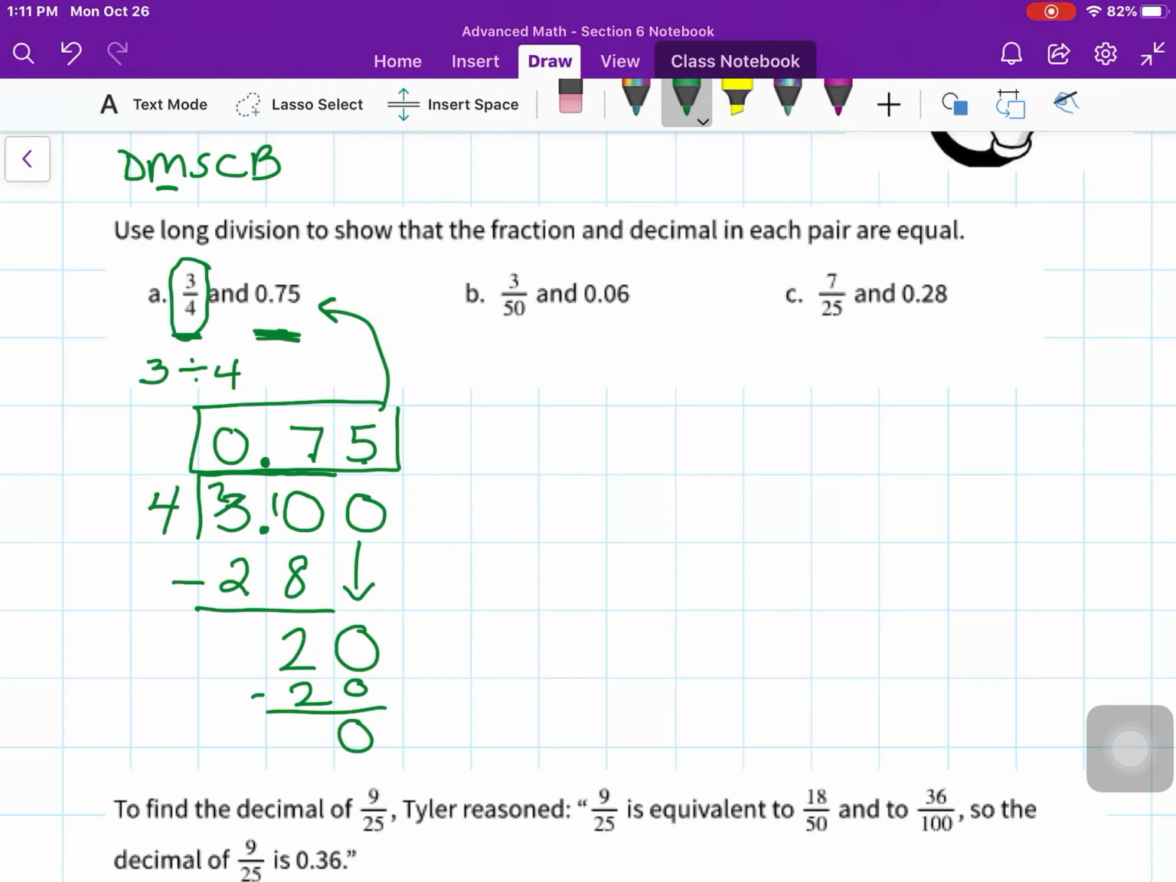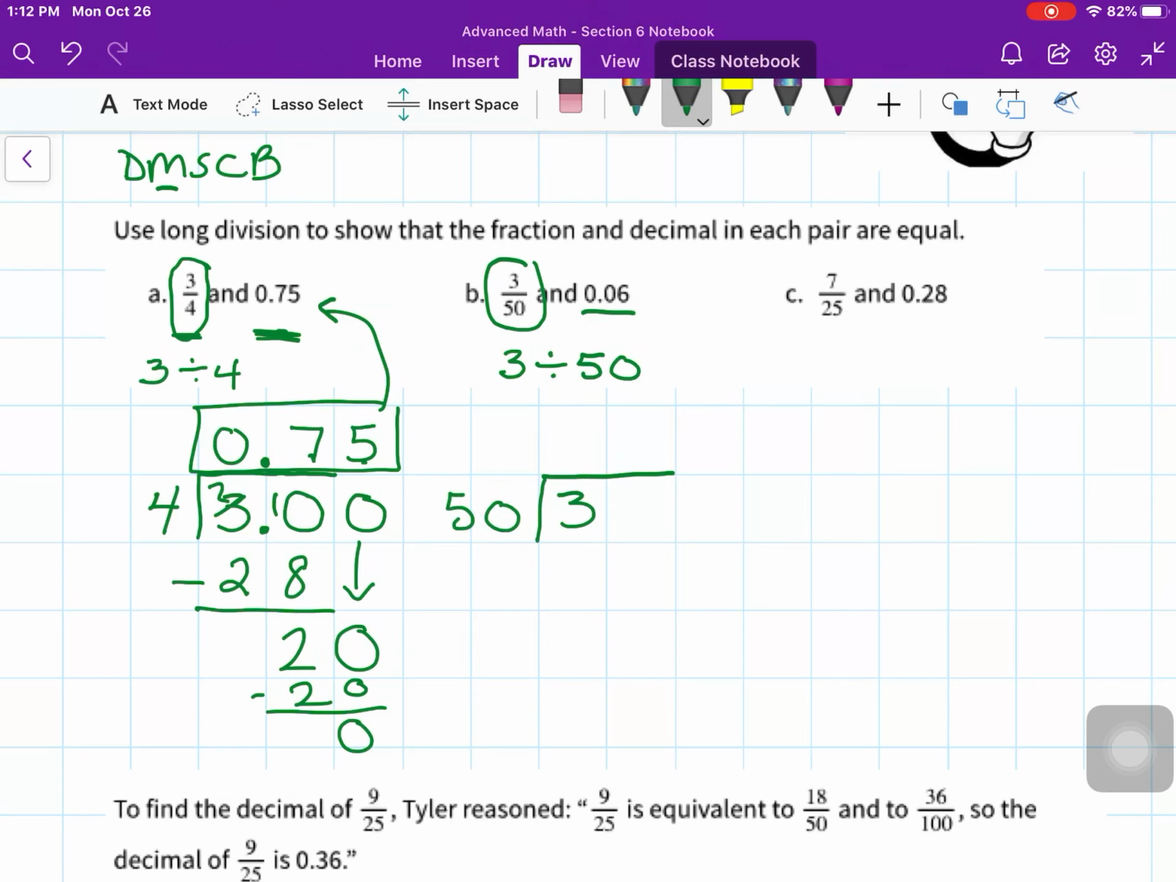Good, let's try another one. Take your notes right along with me and rewrite them just as I'm doing. So we have to show that 3/50 is the same as 0 and 6 hundredths. First thing I want to do is rewrite 3/50 as a division problem. So 3 divided by 50. And if we're going to write it like that, we've got our 3 inside. And the divisor is 50.